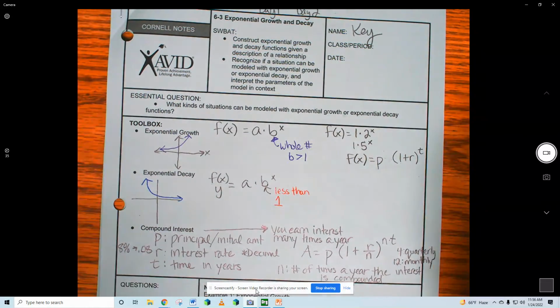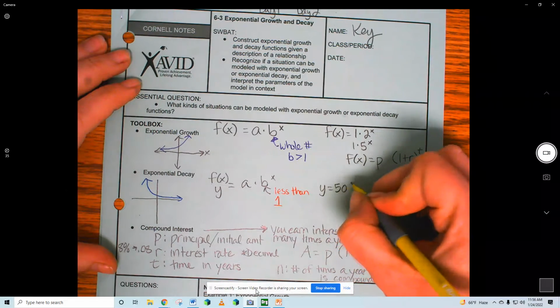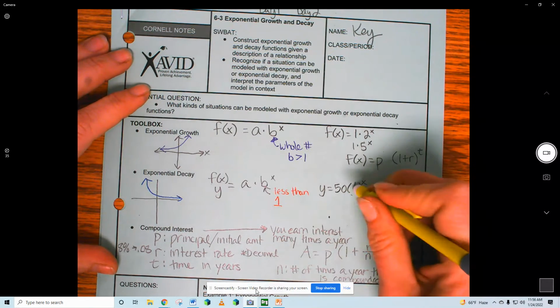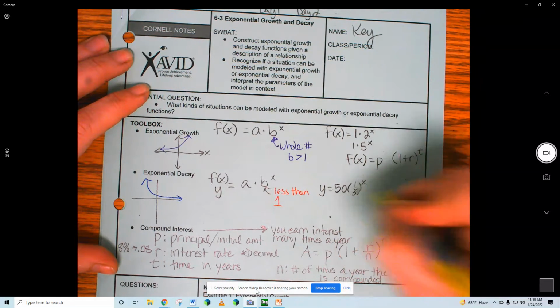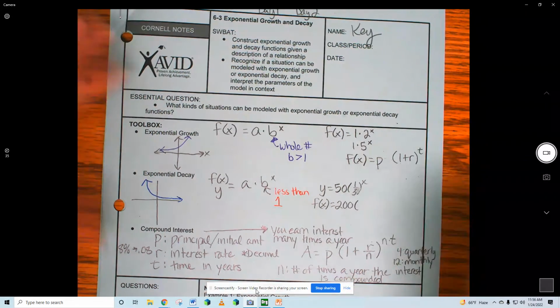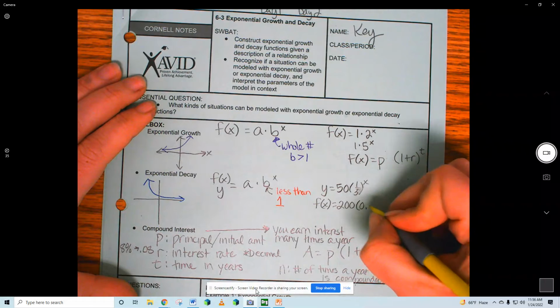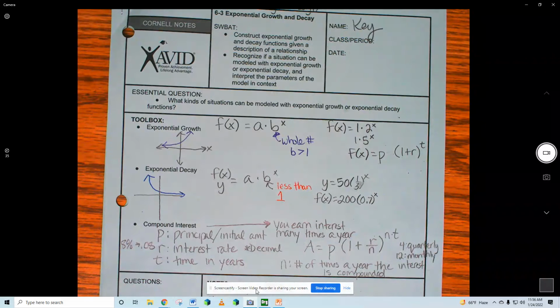So here's some decay, like y equals 50 times 1/3 to the x, or f of x equals 200 times 0.7 to the x. So these numbers that are in parentheses, my b value is going to be a number less than 1. I could represent it as a fraction, or I could represent it as a decimal.